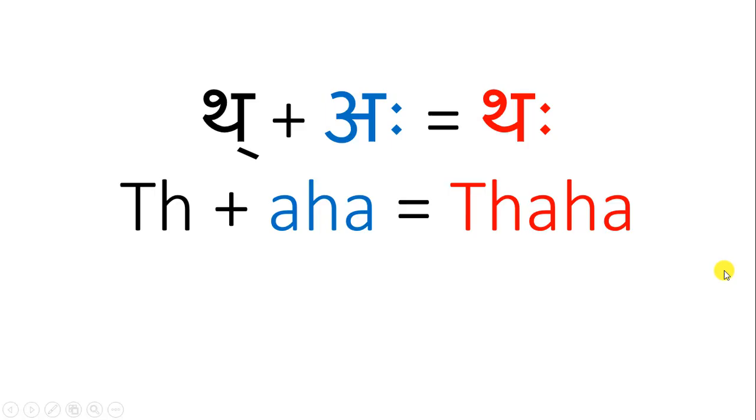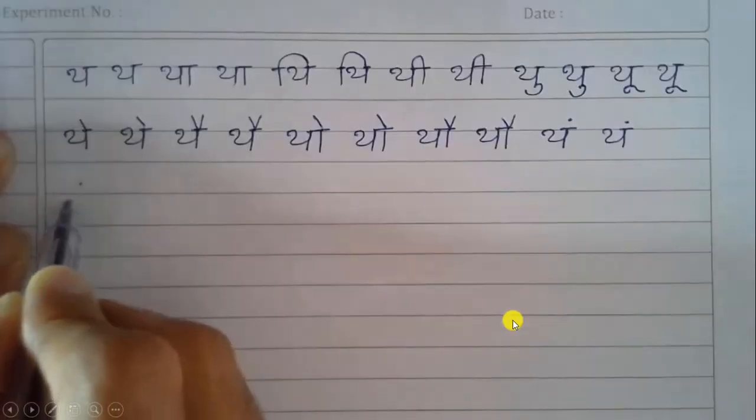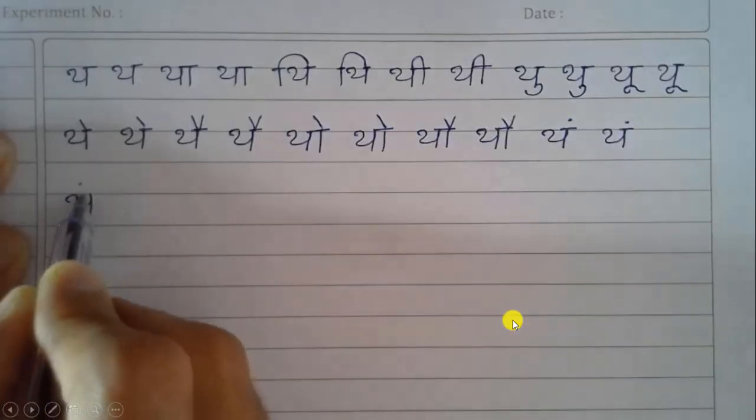Okay. The last sound is th, and you get this sound th when you add th to aha. Th plus aha equal to th. Alright? Th is written like this.